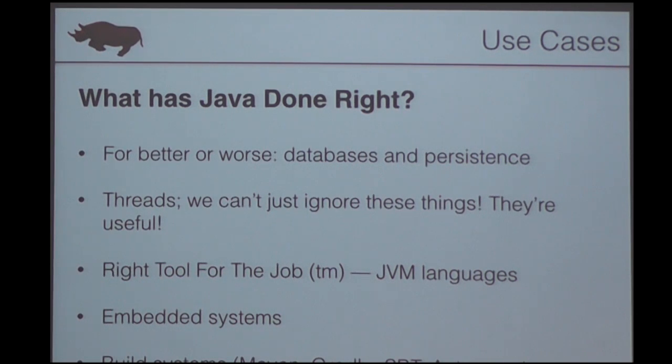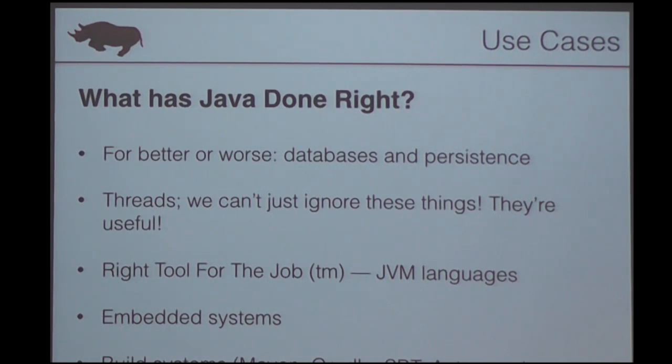What has Java done right? For better or worse, Java has gotten databases down pat, right? It seems to me the answer more or less within Node applications is to use something like Mongo, for example, a native JavaScript store, and that does make a lot of sense. JavaScript talking JavaScript, that's fantastic. But there are going to be use cases where a relational database is a necessary thing, and having some sort of object-oriented programming model around your persistence is something that Java has pioneered and really done right. So ORMs on the JVM, that's a really great thing.